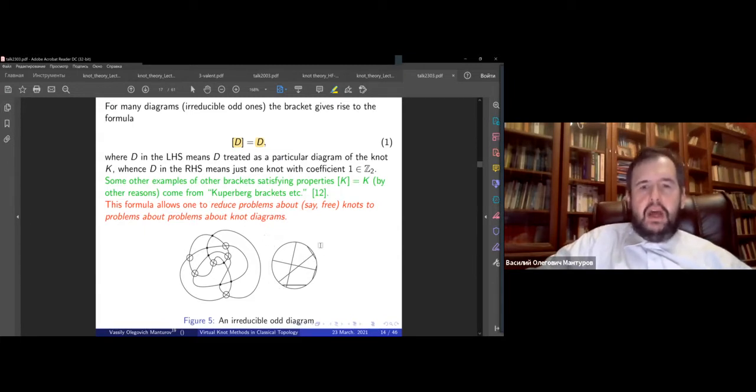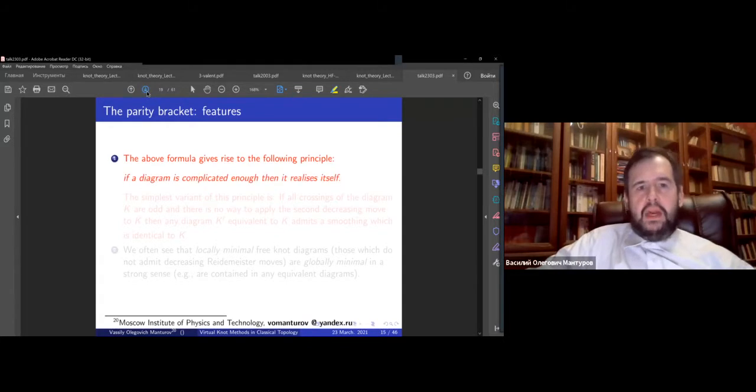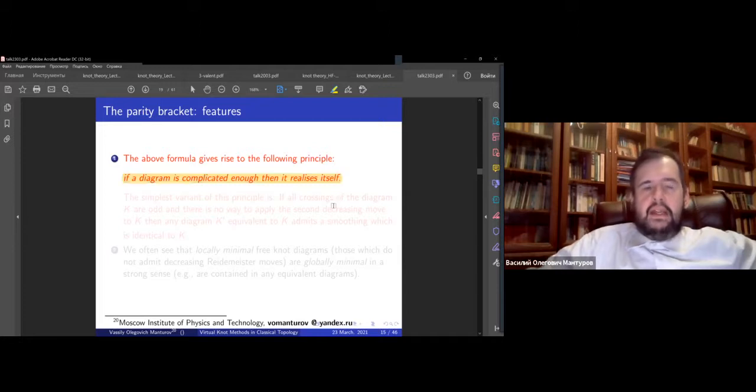Actually, as we see here, no odd chords are parallel or adjacent, so there is no way to do a Reidemeister 2 move. And actually, this means that this local minimal diagram is actually globally minimal because, well, assume we have something. So this is the main principle. If a diagram is complicated enough, then it realizes itself. So in some sense, the parity bracket is just the first instance of that, but there will be more.